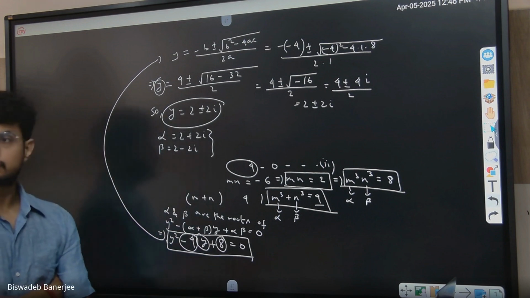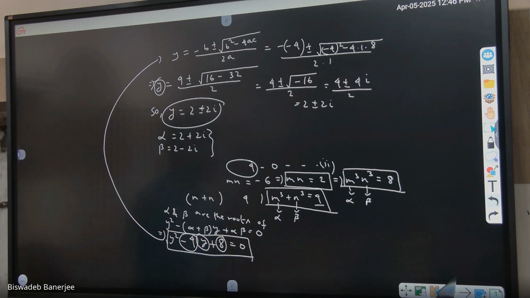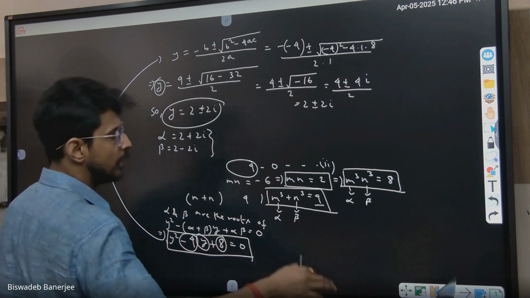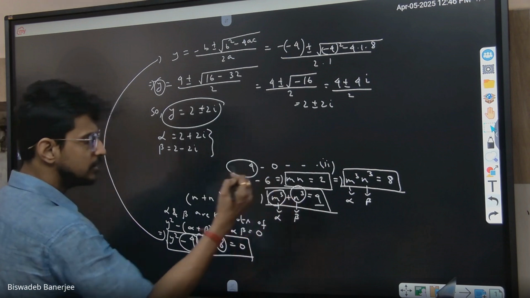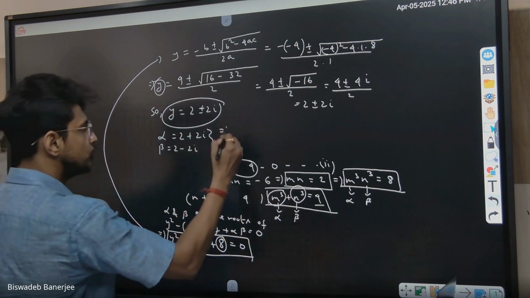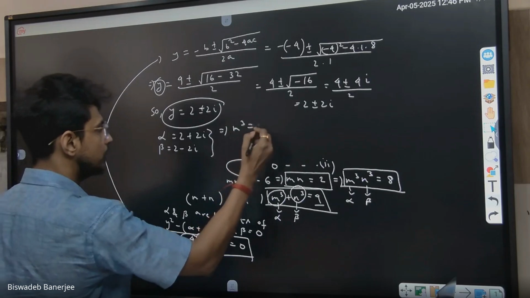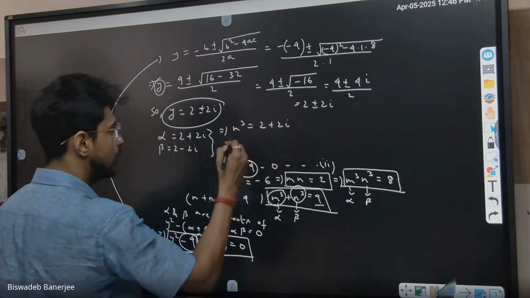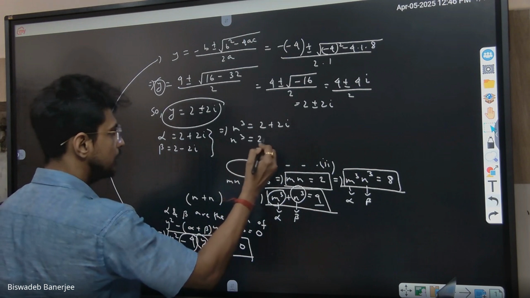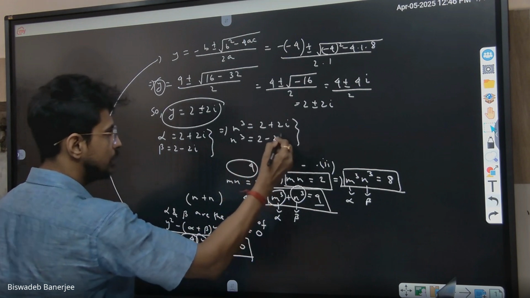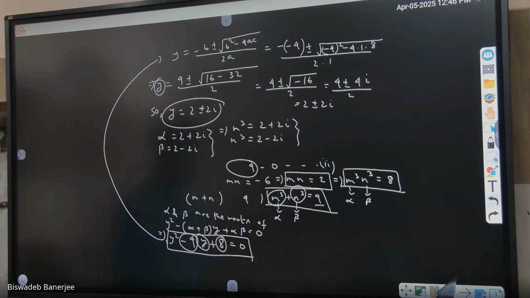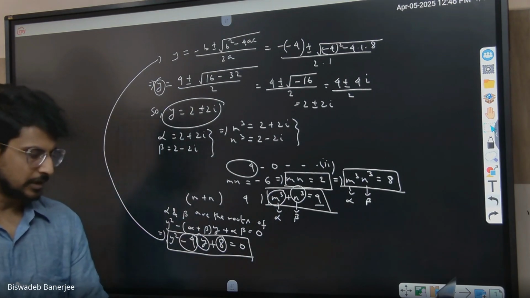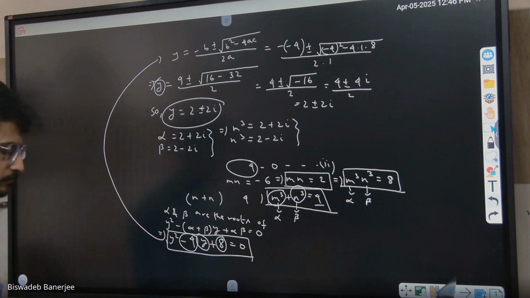So alpha is 2 plus 2y and beta is 2 minus 2y. And we know alpha is m cube and beta is n cube. So this gives you m cube is 2 plus 2y and n cube is 2 minus 2y. Okay, so these are my m cube and n cube.